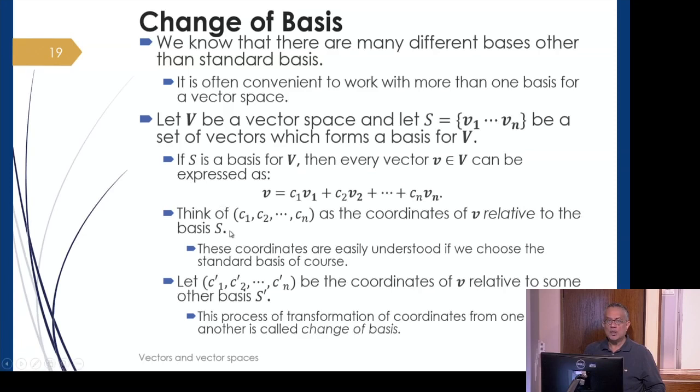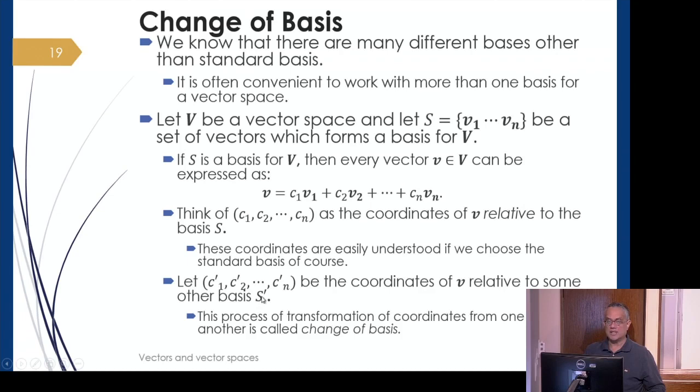This is how you would interpret this geometrically: if you have elements C1 through Cn, these are essentially the coordinates of V relative to the basis S. These coordinates are easily understood if you think of the standard basis, the two axes you normally have, x and y, in two dimensions, where your coordinates would directly give you the vector. But you may have a non-standard basis, and you could similarly have a different way of writing out these coordinates, C1 prime, C2 prime through Cn prime, in some other basis, S prime.